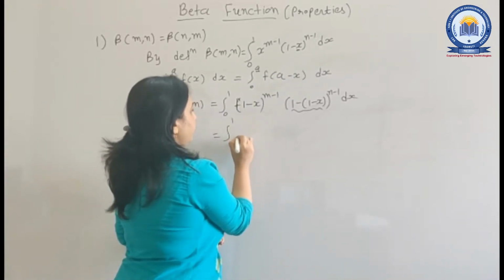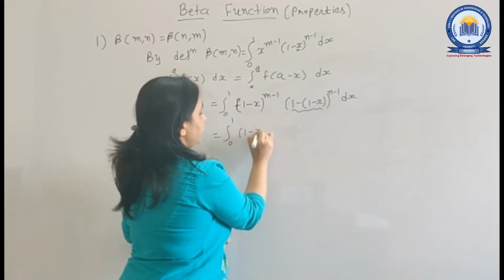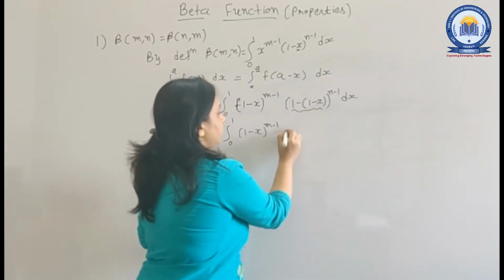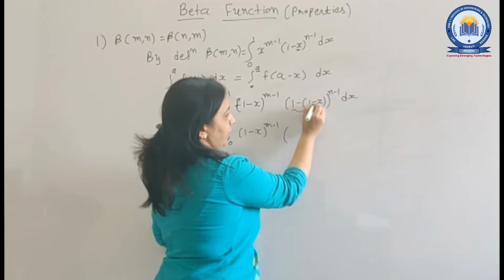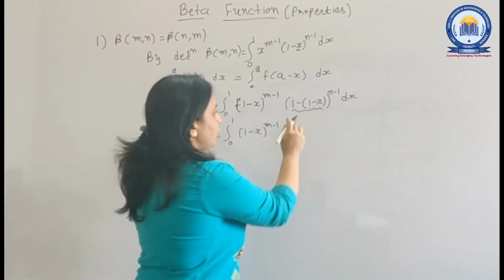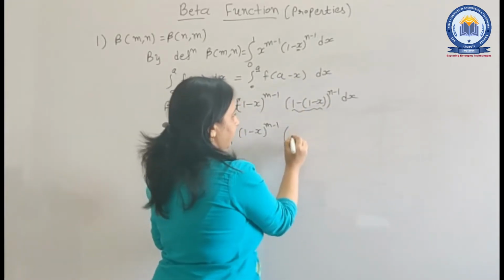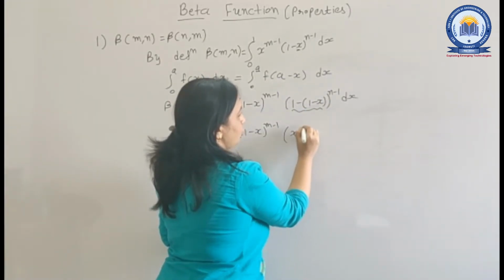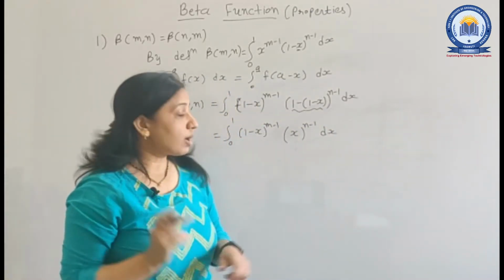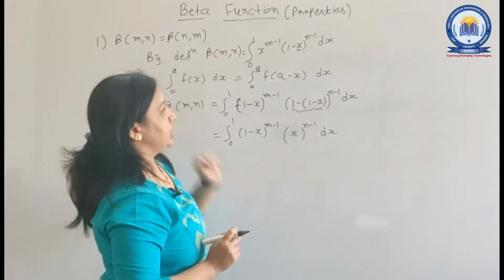0 to 1, (1 minus x) raised to m minus 1, this 1 minus 1 plus x. So this one is supposed to cancel out. So we can write directly x raised to n minus 1 dx. Now compare it with the basic equation.